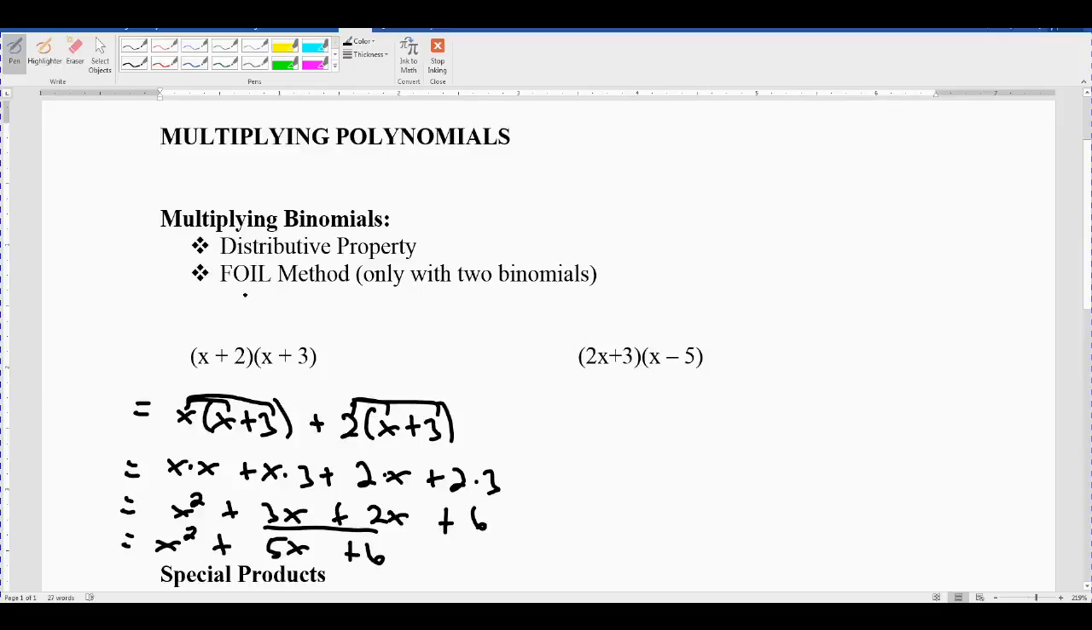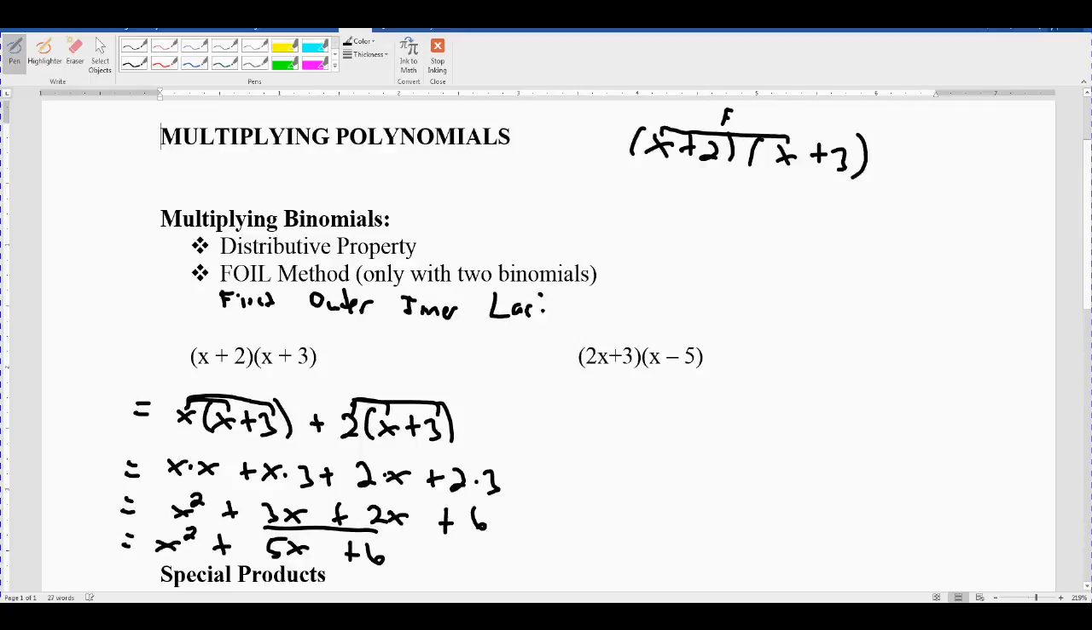Now there's also something called the FOIL method. I'm going to explain that to you with this, because I need a little bit more space. When you do the FOIL method, you're doing the x times the x again, and those are called the first terms in both parentheses. And then F, O, I, L: first, outer, inner, last. It's just a nice way to keep straight what you've already multiplied.